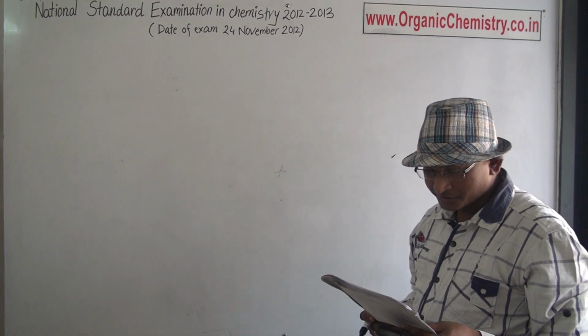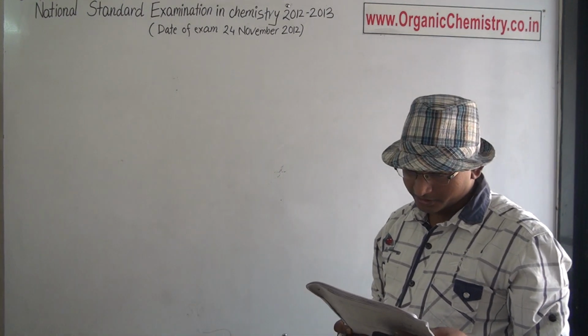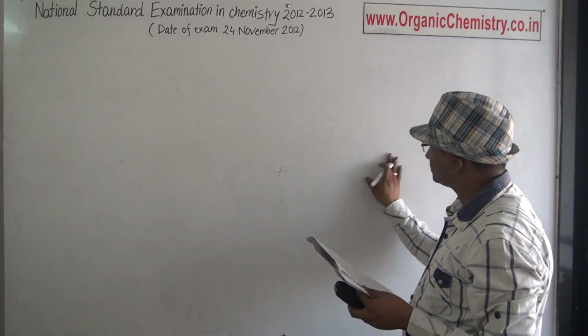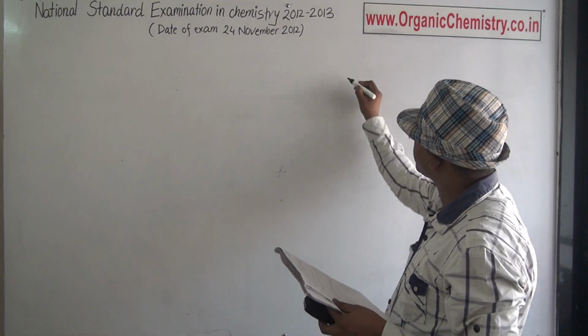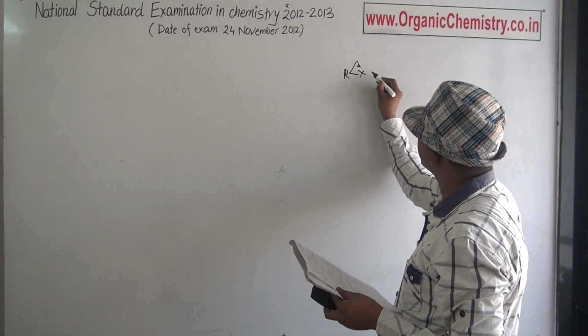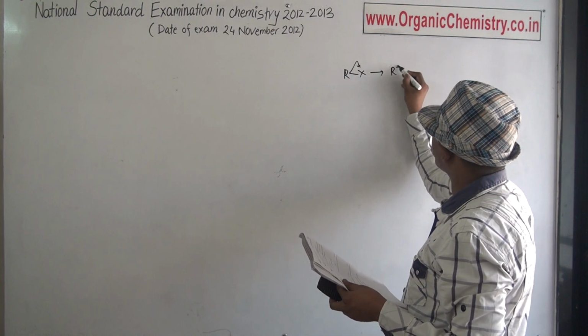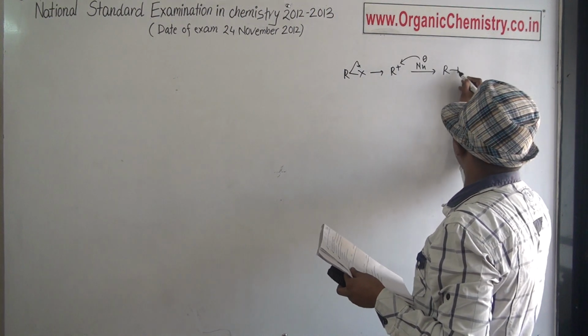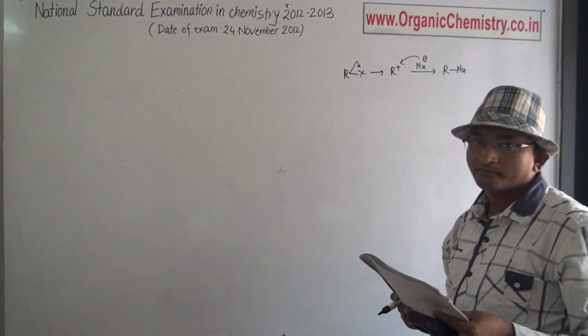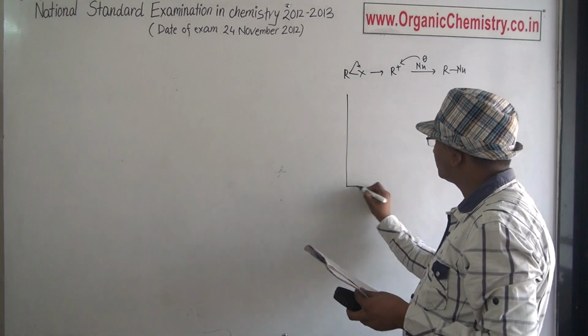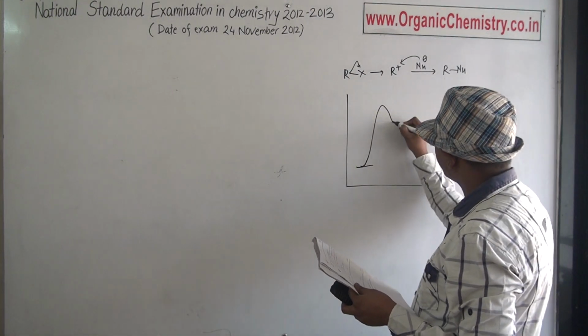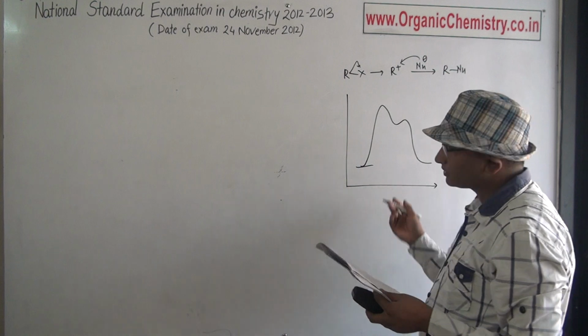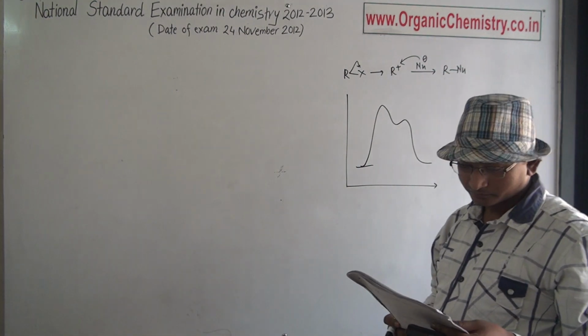Which of the following information is not provided by a reaction mechanism? Here I have given the SN1 reaction: in RX, the halogen goes out, a carbocation is formed, then the nucleophile attacks the carbocation and the product is observed. If you draw the reaction coordinate, this type of structure is observed.